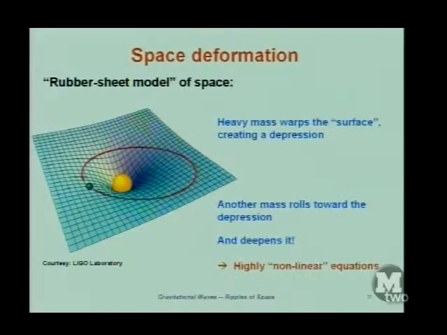So they'd both be contributing to the same depression. And what arises from that are what are known as highly nonlinear equations. Now, we have an illustration of that over here. We have a rubber sheet that Warren and Mark have set up for us.